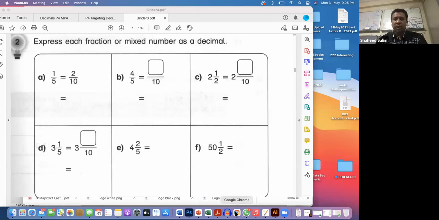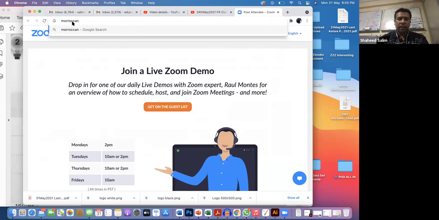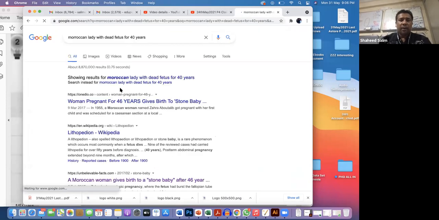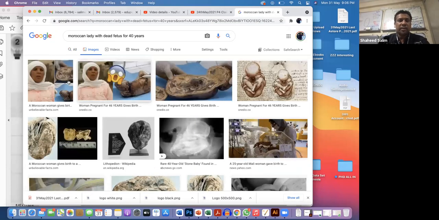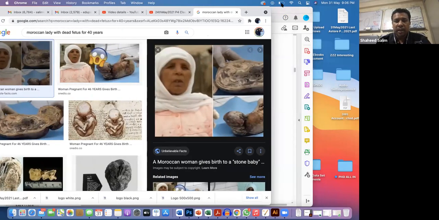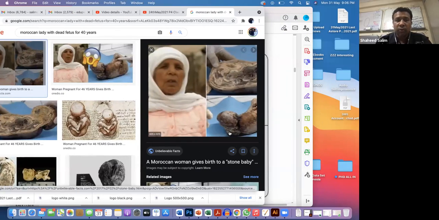If you want to check, you can go to the internet and search: Moroccan lady with dead fetus. Fetus is the name of a baby inside the womb. Even if it's small, it's called a fetus. Fetus for 40 years. Let us look at the image. This is the lady. She's a Muslim lady, you see. This is the baby inside the womb for 40 years.